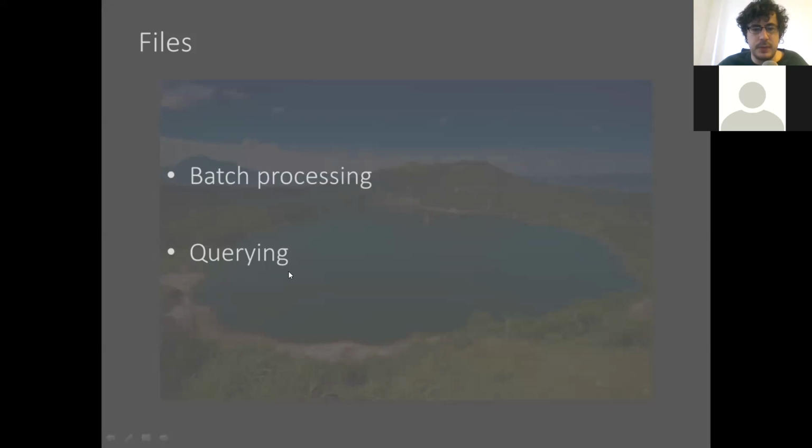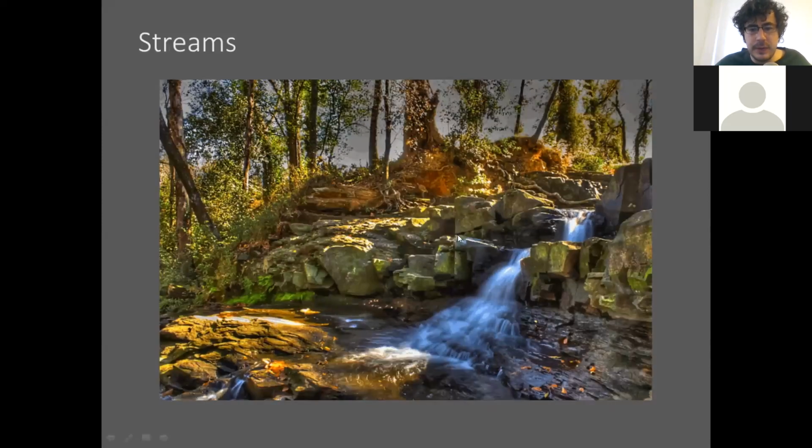Also, in terms of querying, for example, these large files. We'll talk more about that later in the course, NoSQL. However, we also have applications or scenarios where the data are moving, constantly changing. So we refer to these as streams of data.